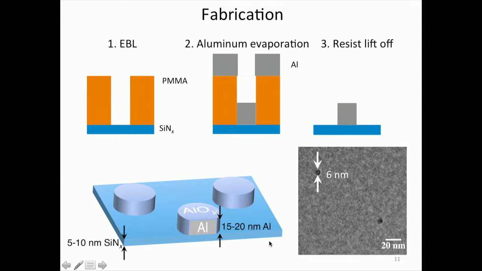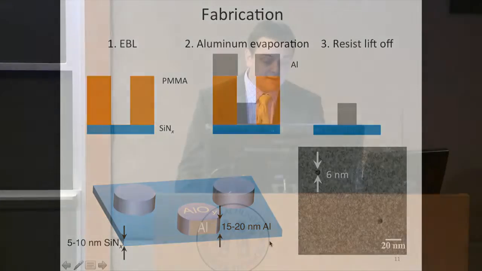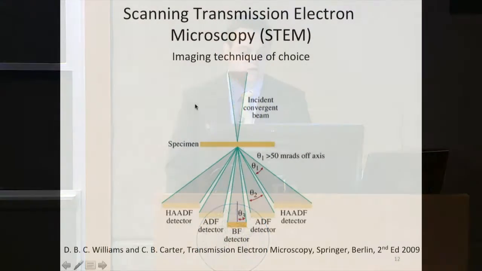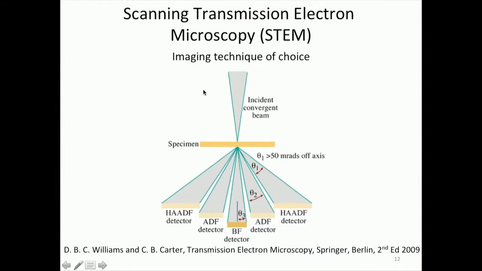We chose silicon nitride as a substrate because we're going to do TEM metrology and electron energy loss spectroscopy. So for TEM, we're going to choose scanning transmission electron microscopy to image our structures. This is a very well-established, really high-resolution technique where you can get down to the atomic scale.